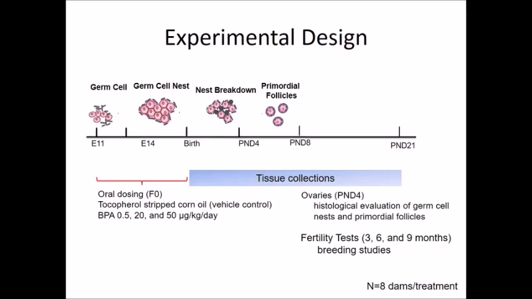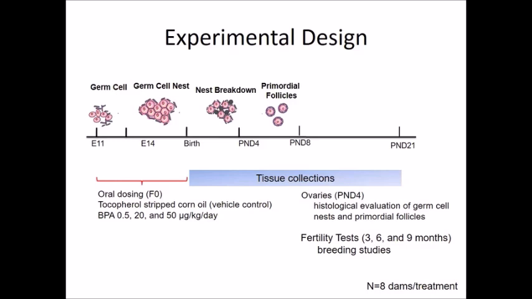We dosed pregnant female mice from embryonic day 10.5 to birth with either tocopherol-stripped corn oil, which was our vehicle control, or BPA at 3 different doses: 0.5, 20, and 50 micrograms per kilogram per day. We selected this dosing period because this is the time when germ cells are forming nests and beginning to undergo germ cell nest breakdown. After birth, we collected ovaries on postnatal day 4 to do histological evaluation of germ cell nest and primordial follicle numbers.